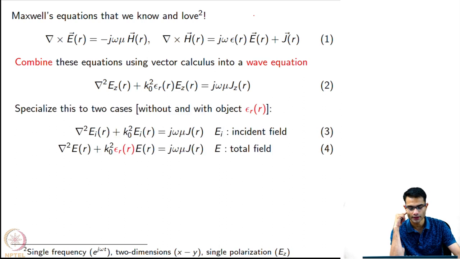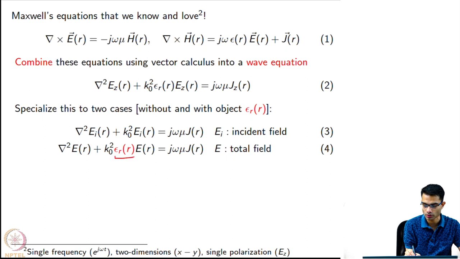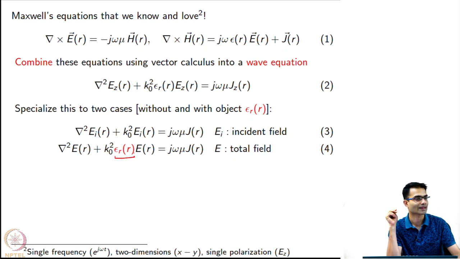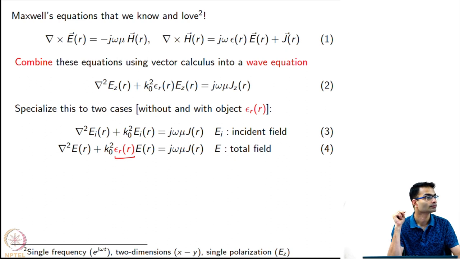Then we specialize this in two different cases, right? With object, without object. So with object is equation 4, and without object is equation 3. What is the difference between these two cases? The current source is there in both cases, with and without object. The only difference is the object's presence came to be known due to the permittivity term. That's the only difference, right? Any other difference you can think of? Of course, the electric fields are different. They had better be different.